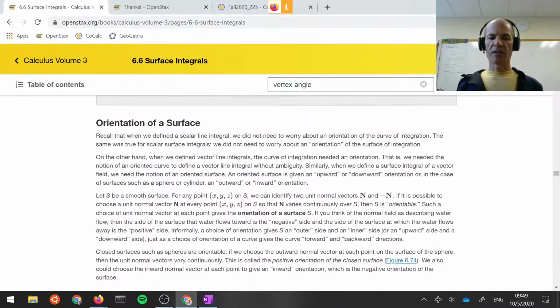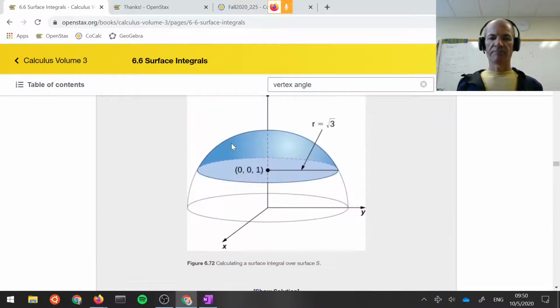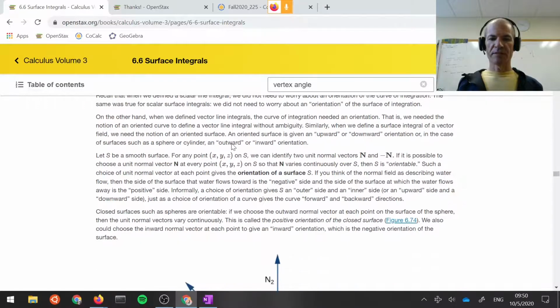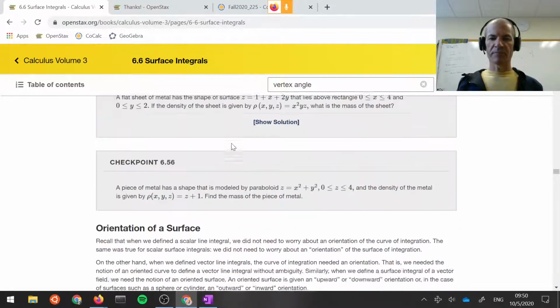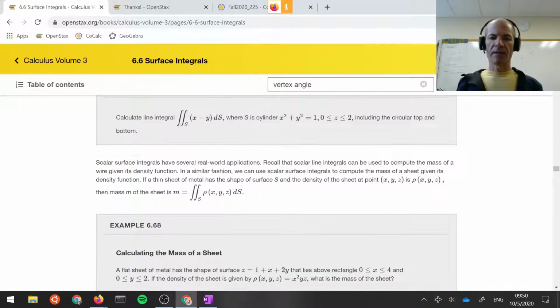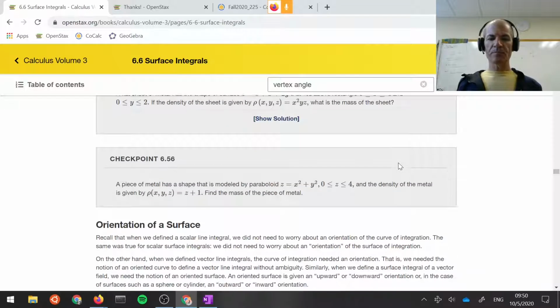That is formalized here in, gosh, where is that formalized? Well, I don't see it here. Oh, calculating the mass of the sheet. That's formalized here and in the paragraph right above. So scalar surface integrals have several real-world applications. Computing the mass of a sheet with a given density is one of them.